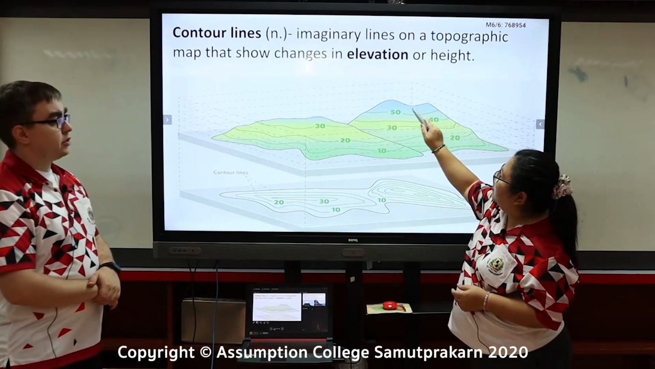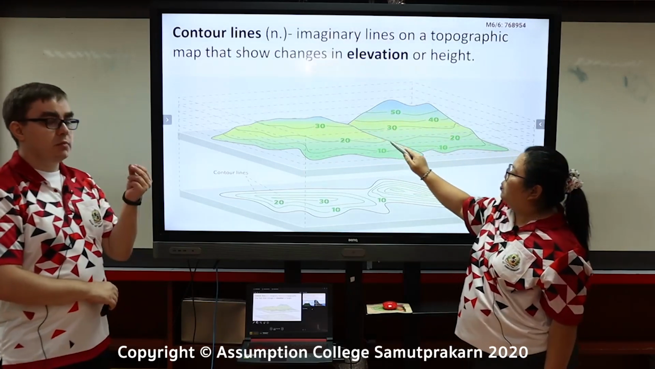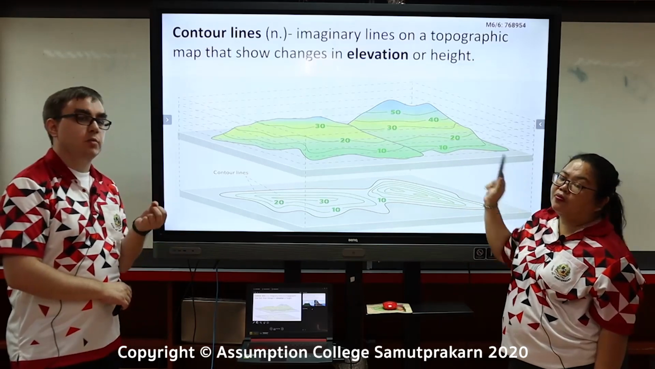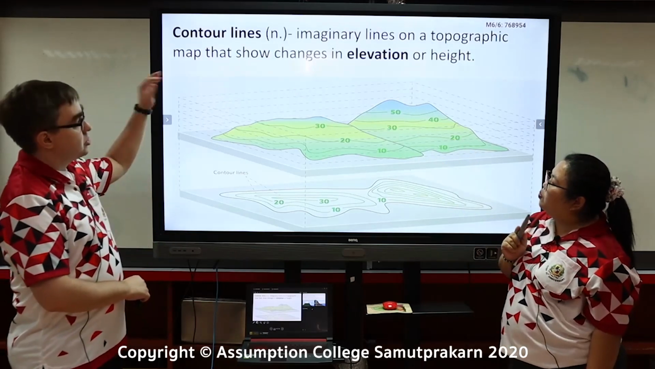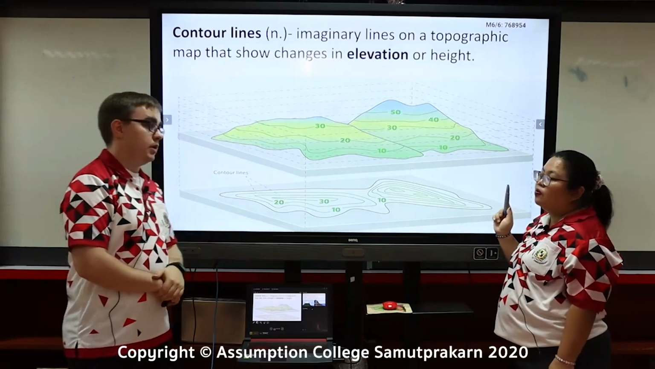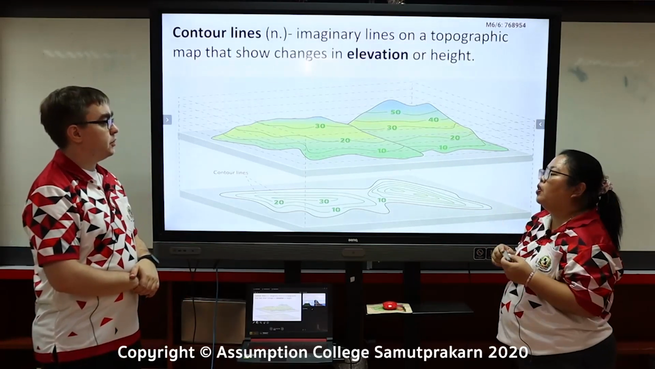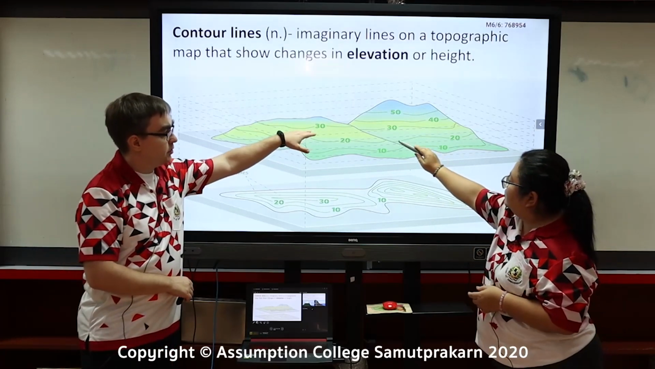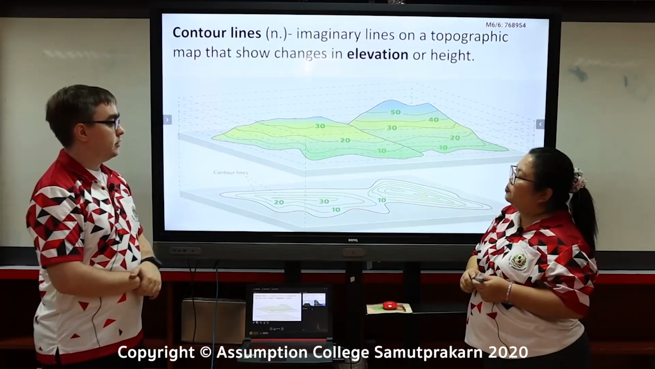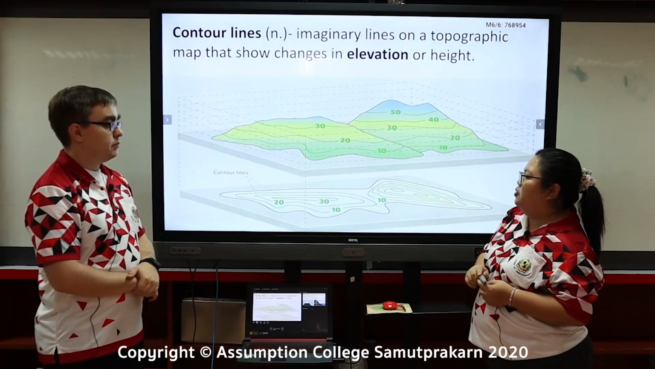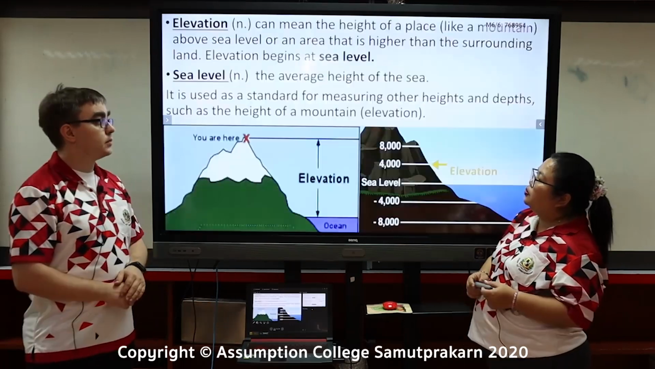So, what are the contour lines? These are the imaginary lines. They do not exist in reality, they just exist on the map. And they show us the changes in elevation, or in other words, height of the physical features. So for example, the elevation here is 30 meters or 50 meters and so on. And here you can see them as well, in the form of contour lines.